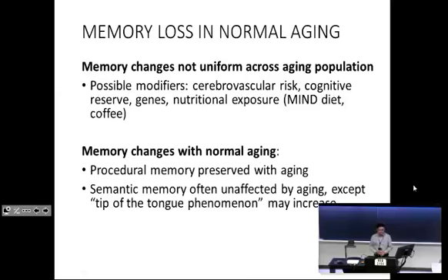Memory changes that occur with normal aging. Procedural memory tends to be intact. You know how to ride a bike when you're 4 or 5 years old. You're going to know how to ride a bike when you're 80 or 90 years old. Semantic memory is generally intact, but as one gets older, you can get this tip of the tongue syndrome.